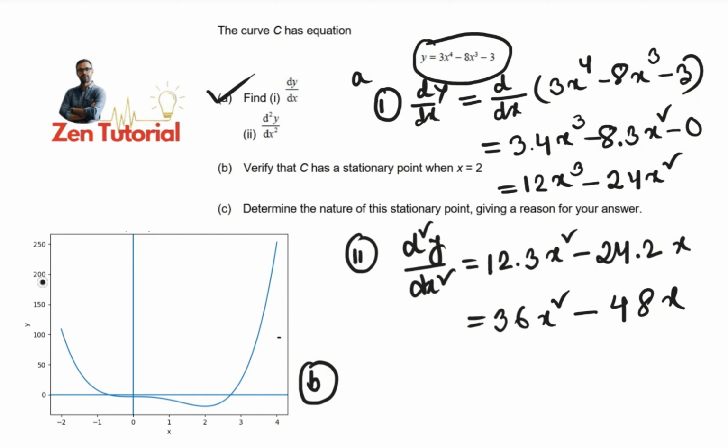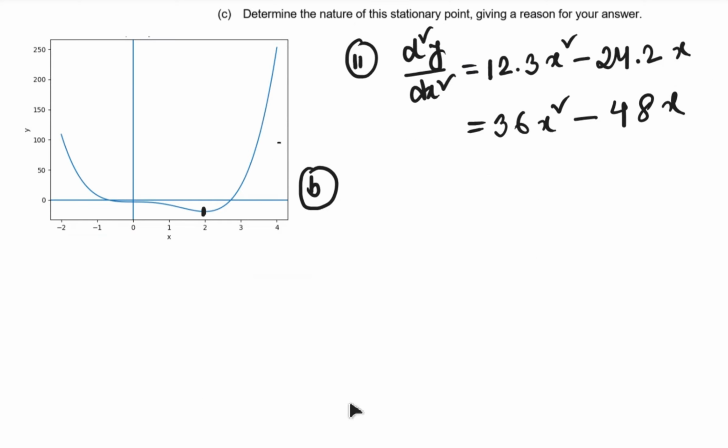What is the main point of B? We have to verify that the curve C has a stationary point when x is equal to 2. So this is the stationary point where the minimum value of the curve, right? So we have to prove, or verify, whether the curve C has a stationary point at x is equal to 2. So at x is equal to 2, the stationary point occurs.